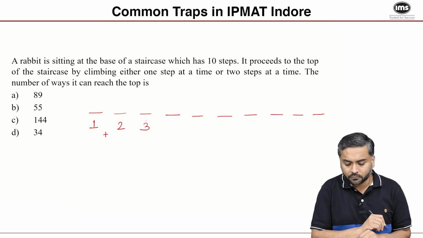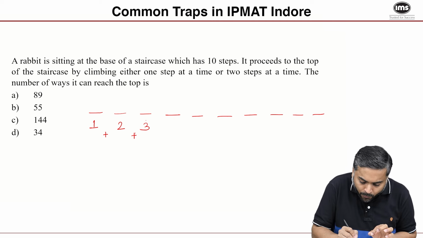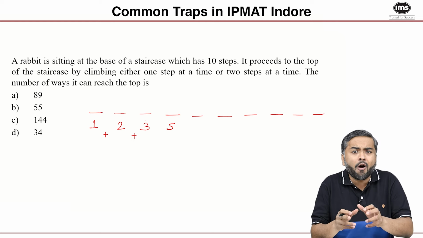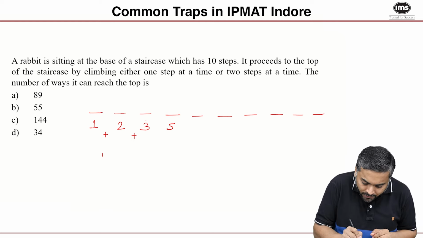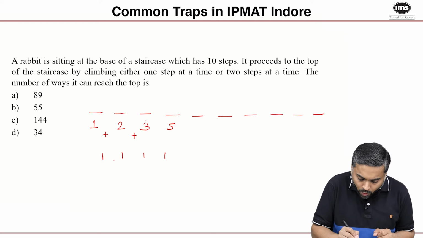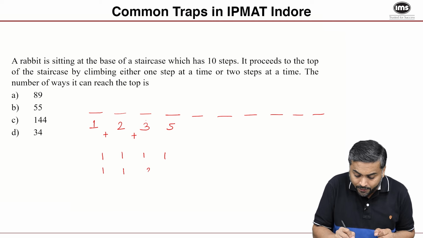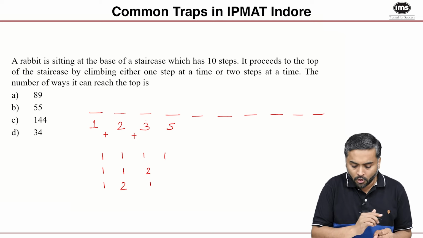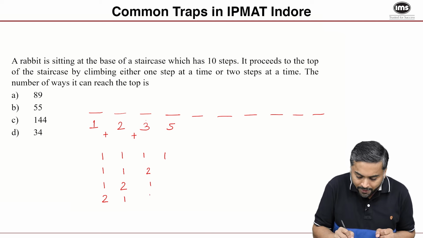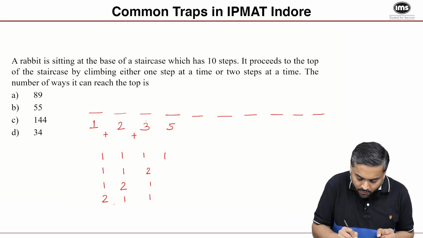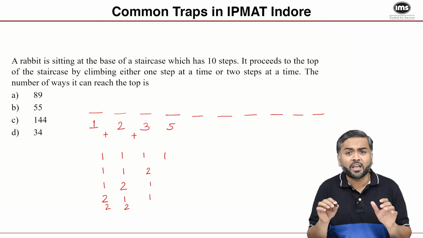On the fourth step, ideally it should be 2 plus 3, there are 5 ways of doing it. Let me show you which are those 5 ways. It is basically 1, 1, 1 and then 1, or it could be 1, 1 and then directly 2, or it could be 1, 2 and 1, or it could be 2, 1 and 1, or the last way would be directly 2 and 2. So there are 5 ways of doing it.